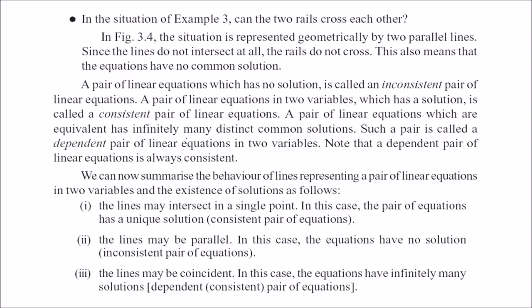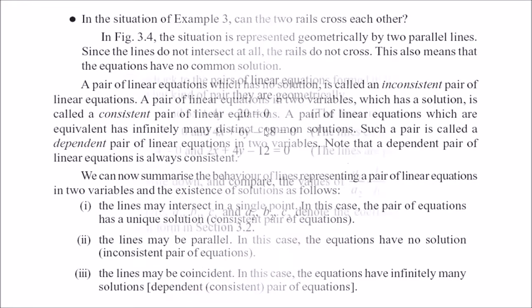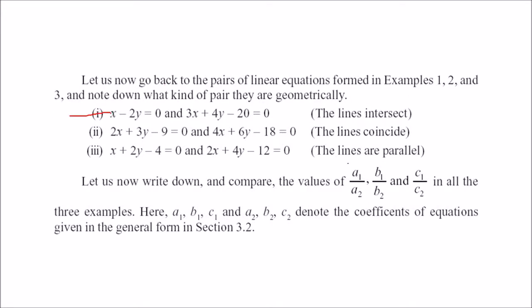So what are we going to call them? Let us summarize. If lines intersect at a single point, we call these a consistent pair of equations. If lines are parallel, because we are aware that they are not going to provide us any solution, these are an inconsistent pair of equations. And how about coincident? Because these two lines are similar, these are a dependent or consistent pair of equations. So these lines intersect, these lines coincide, these lines are parallel.